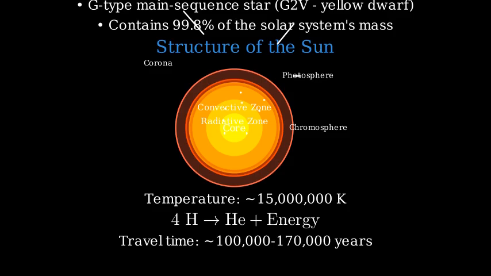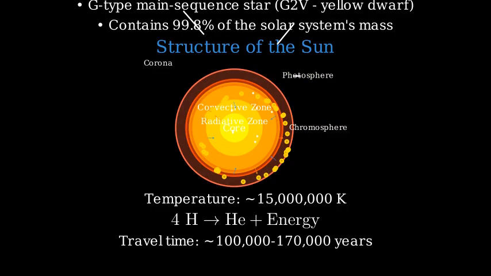Above the radiative zone is the convective zone. In this region, energy is transported by convection. Hot plasma rises, cools at the surface, and then sinks back down. This creates patterns of rising and falling plasma that can be observed as granulation on the sun's surface.